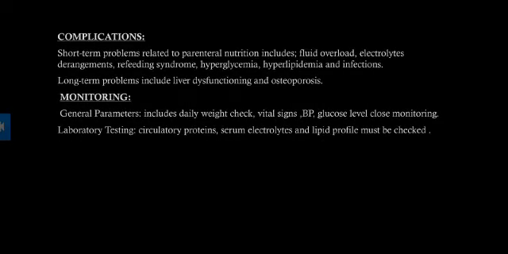What are the problems or complications? There are two types of problems, either short-term or long-term. The short-term problems include fluid overload, electrolyte derangements, refeeding syndrome, hyperglycemia, hyperlipidemia, and infections. Long-term problems include liver dysfunction and osteoporosis. How can we monitor? General parameters include daily weight checking, vital signs including BP, glucose level, close monitoring, and lab testing. Circulatory proteins, serum electrolytes and lipid profile must be checked.